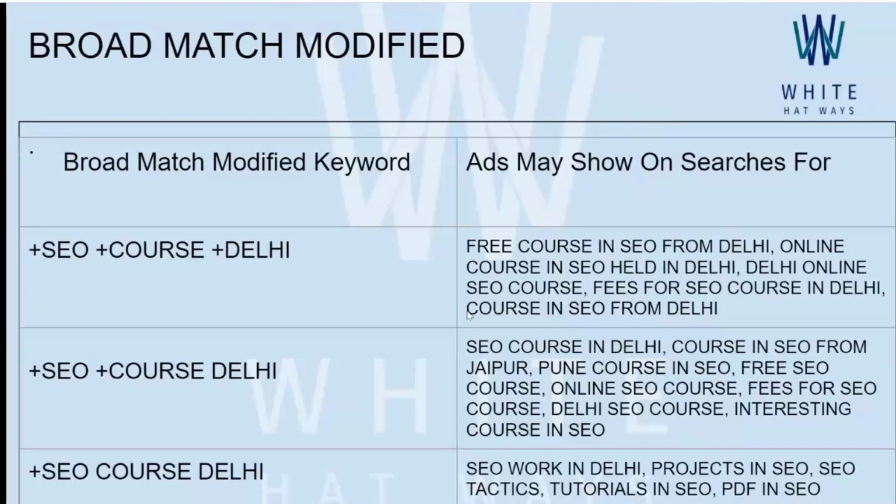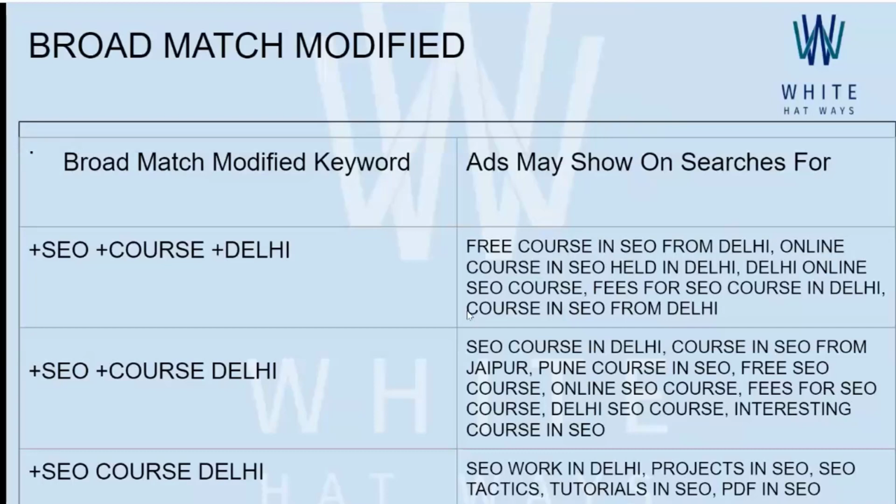But SEO and course is something that is crucial. Both these terms have to be a part of the search query for my ad to trigger in front of any audience. As you can see, SEO course in Delhi would trigger the ad because all the three terms are appearing. But apart from that, course in SEO from Jaipur. See, Delhi has become Jaipur now, but SEO and course are intact in this query, so it will get to see the ad.